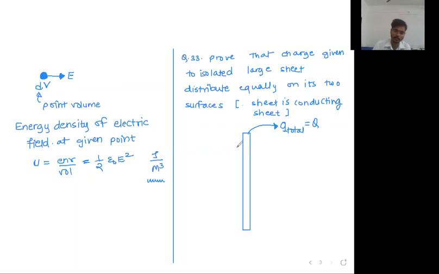Let's say on the left face the charge is small x. The total charge is Q, so what should the charge on the right be? They said prove that equal charge will come on the left and right. I took x on the left, what should I take on the right? Perfect, Vidula, correct answer. If total charge is Q and on the left it is x, then on the right it will be Q minus x.